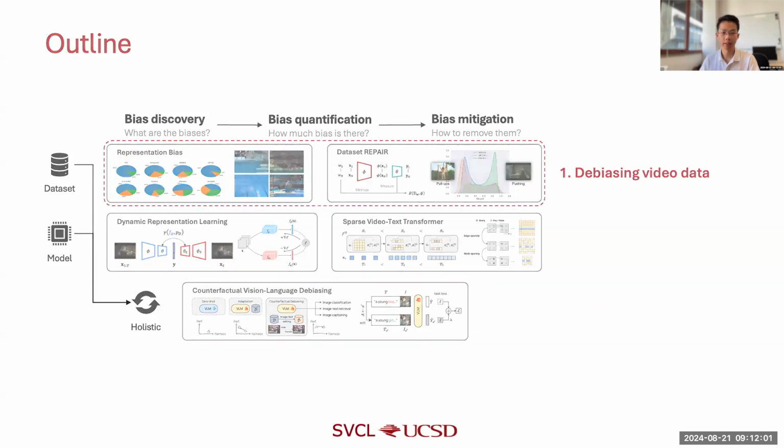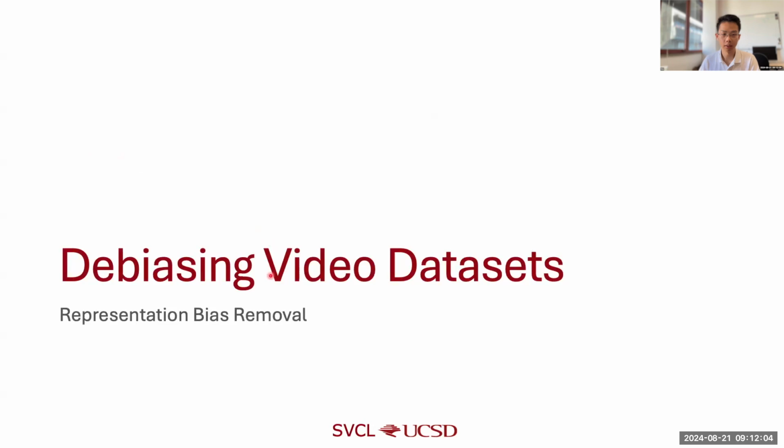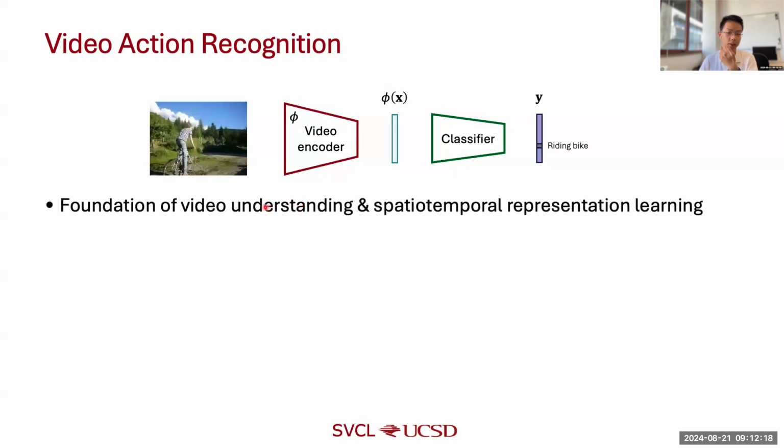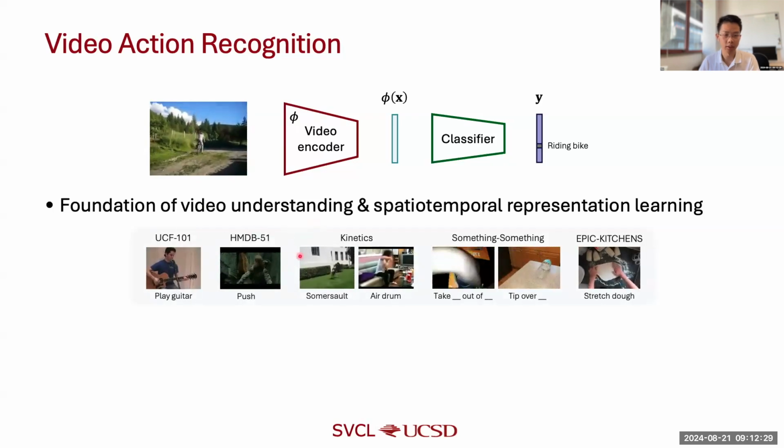So let's get started then with debiasing video datasets. To understand bias in video datasets, we need to start from the classic task of video action recognition. This is really the foundation of video understanding and drives the evolution of video models in the past decade, in a similar way to ImageNet's object classification for image representations. And not surprisingly, many datasets have been proposed on this task alone.